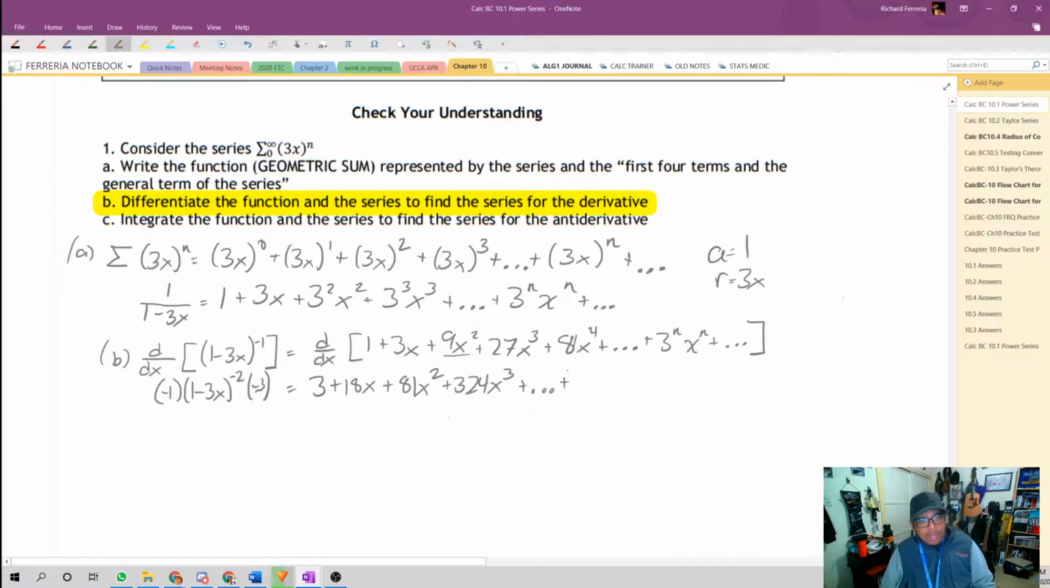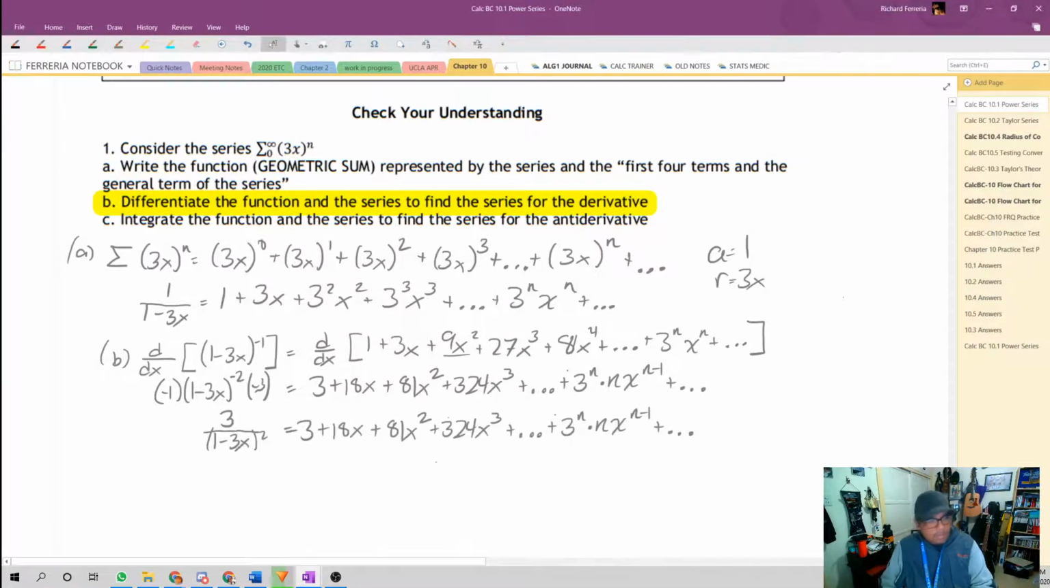We've got 3 to the n power, which doesn't have an x, so it's constant, multiplied by, and we're going to use the power rule here for x to the n. That's n, x to the n minus 1, plus etc., etc. And that kind of completes the problem. We've got the series for 3 over 1 minus 3x quantity squared is, of course, 3 plus 18x plus 81x squared plus 324x cubed, etc., etc.